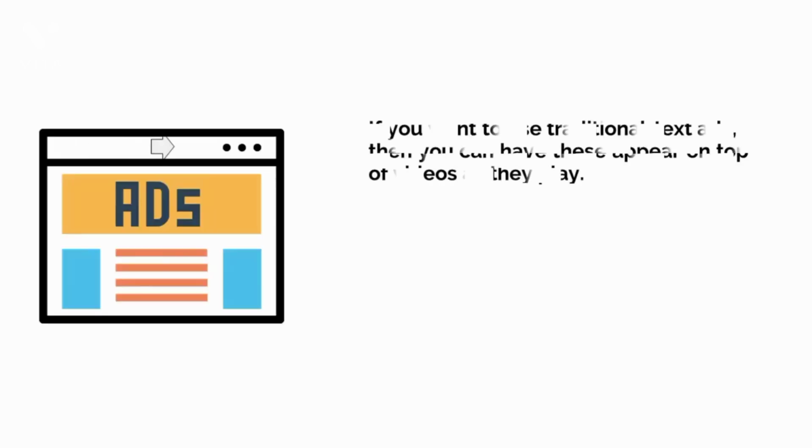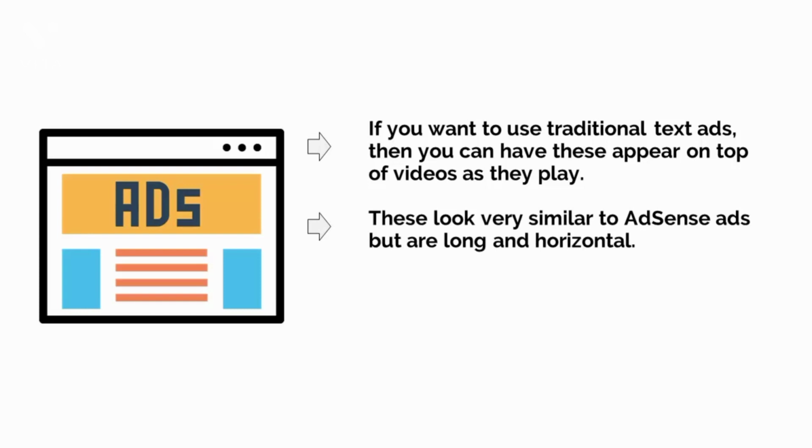Once you've done all this, you'll then have the option to choose your advert and to set it up. The first thing that you'll need to consider here is which type of advert you're going to use. There's actually multiple options in this regard, and some will even allow you to earn money without creating an advert at all. If you want to use traditional text ads, then you can have these appear on top of videos as they play. These look very similar to AdSense adverts, the ads that appear on websites, but are long and horizontal.